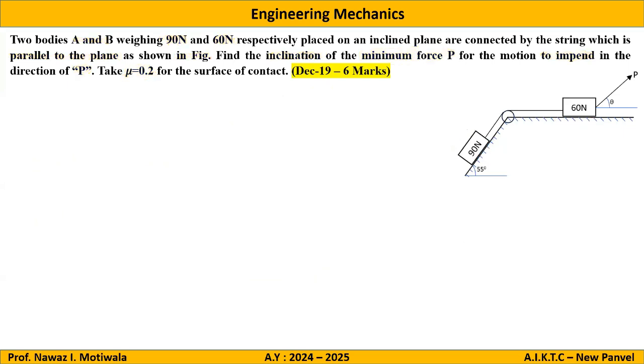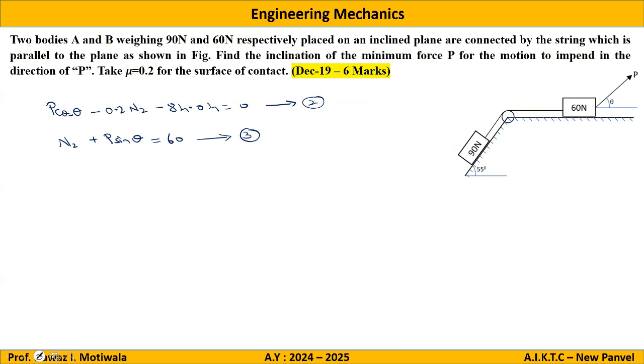I will just write these two equations again, which we have got as equation number 2 and 3. So I will write P cos theta minus 0.2 N2 minus 84.04 is equal to 0. This was our equation number 2. And equation 3 we got as N2 plus P sin theta is equal to 60. This was equation number 3.